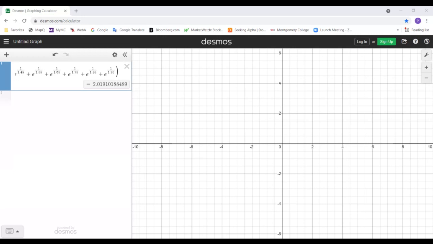The question now, of course, is whether this is an underestimate or an overestimate. In the problem, we have found our midpoint rule approximation, and it equals 2.019101885. Now that we have this approximation to the integral, we want to try to estimate the error in the approximation. That's really an important thing. If we approximate an integral, we'd like to know how good our approximation is.